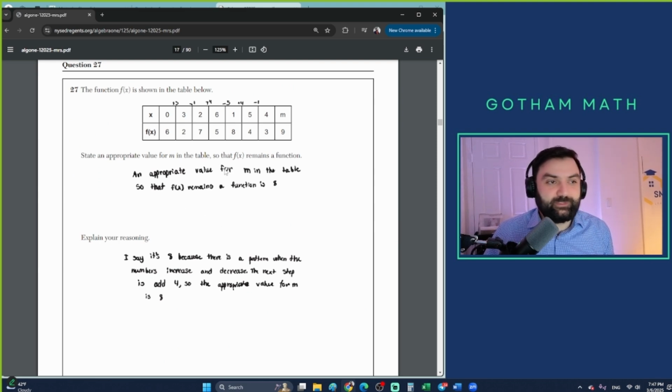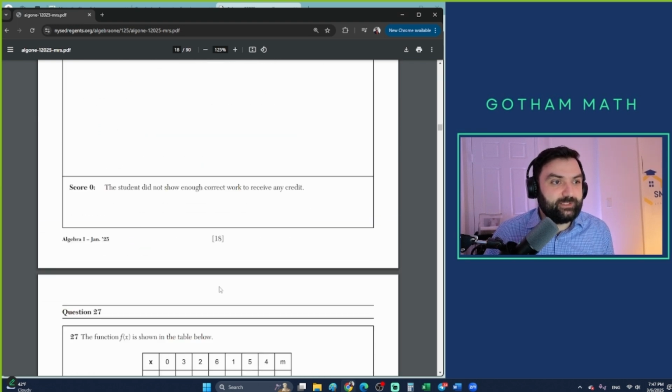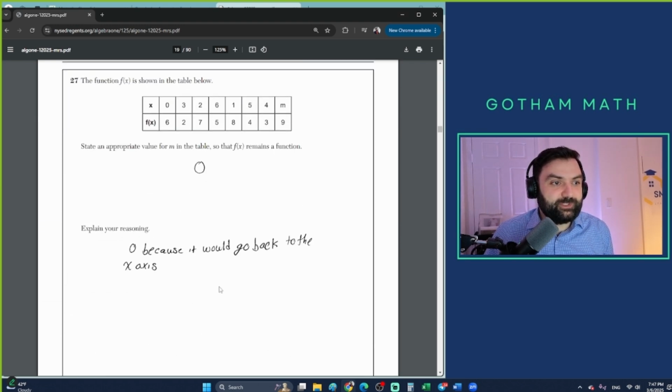To be honest, I don't want to waste that much time on it. It's kind of an easy question. And this answer was 0, because it would go back to the x-axis and go back. Yeah, who's going to go back?